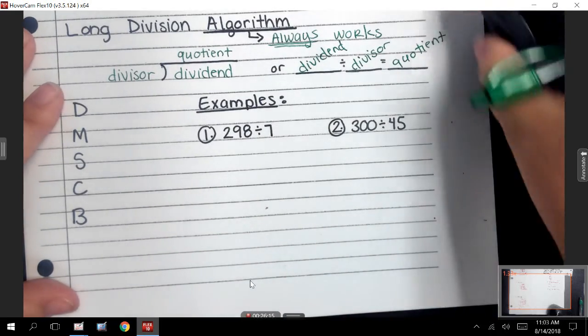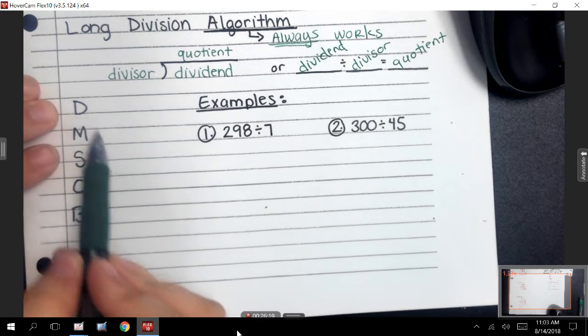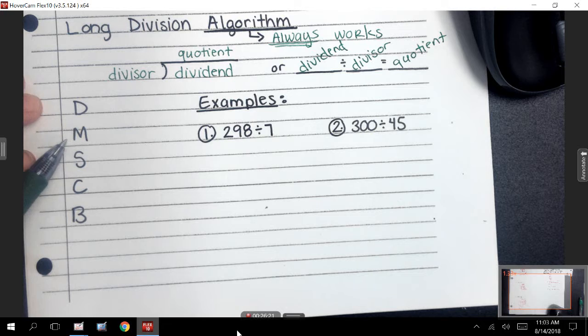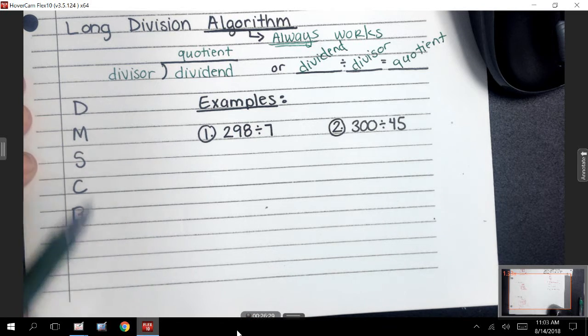This algorithm you probably learned or talked about last year. These are the steps. How many steps are there? 1, 2, 3, 4, 5. And if it doesn't get you to the answer, then you just start all over and do those 5 steps again and again until you finish.